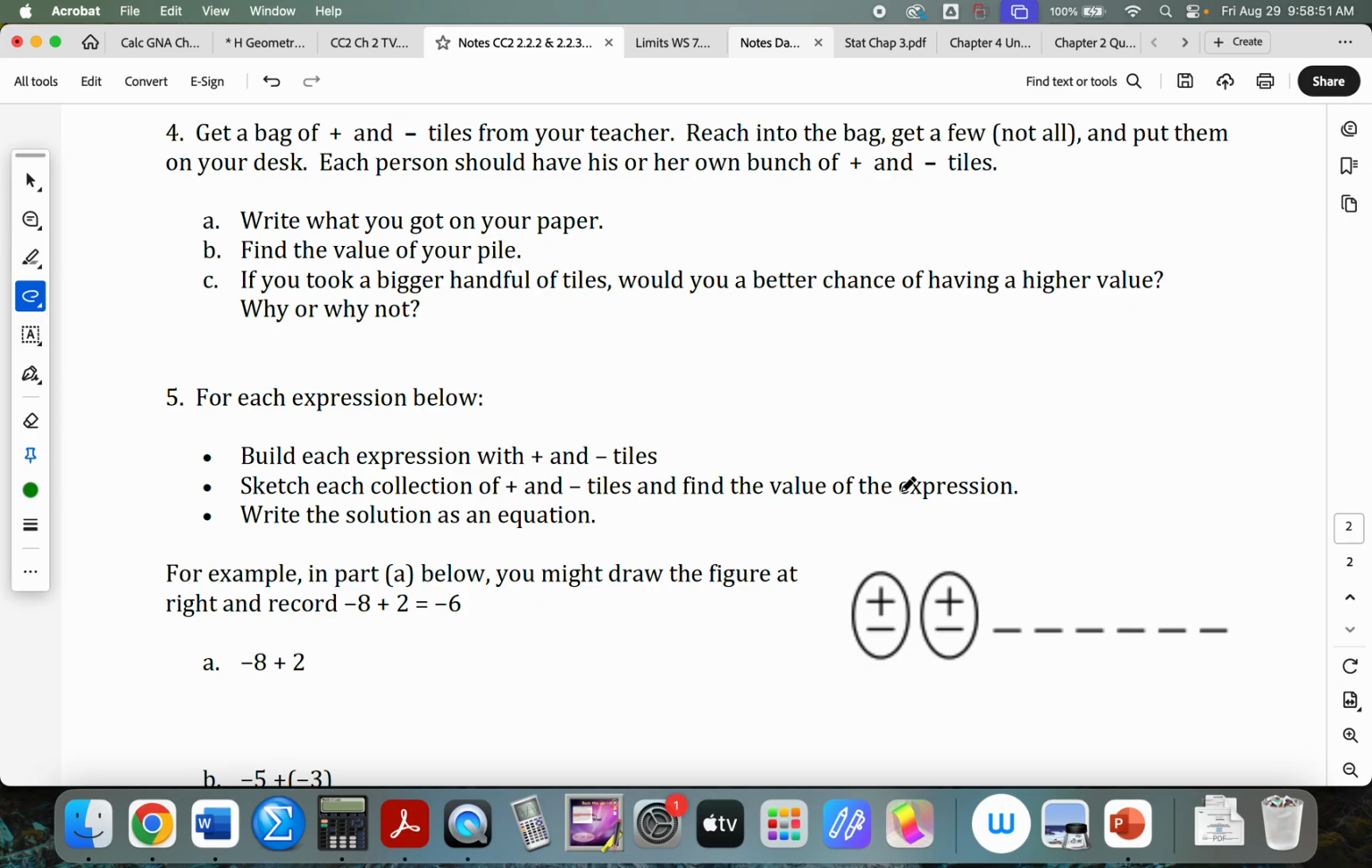All right, in just a second, I'm going to give each of you a bag of plus minus tiles. Here's what I want you to do. Reach into the bag and pull out some of them, not all of them. It doesn't have to be a ton. Put them on your desk. Write down what you got on your paper. Write, this many pluses, this many minuses. Then find the value of your pile. If you took a bigger handful of tiles, do you think you'd have a better chance of getting a higher value? Why or why not?